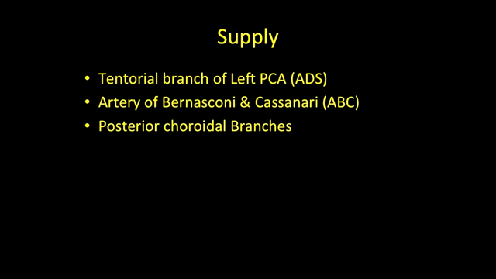So in summary, this patient had a tentorial dural arteriovenous fistula with supply from the tentorial branch of the left PCA, the artery of Davidoff and Schechter, the tentorial branch of the meningohypophyseal trunk from the left carotid, and some supply from the posterior choroidal artery branches.